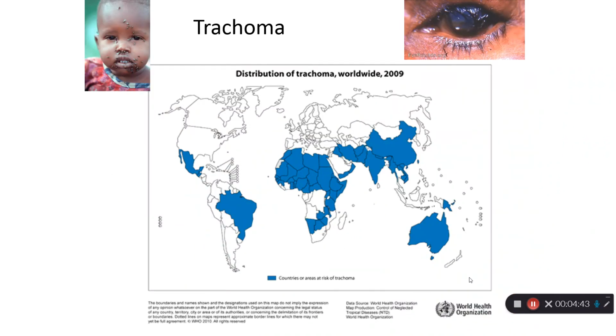Now we can also look at these maps across the world. Here's an example of trachoma. Trachoma is caused by an infection of the eye transmitted by flies that results in blinding disability to the cornea and to the anterior part of the eye.